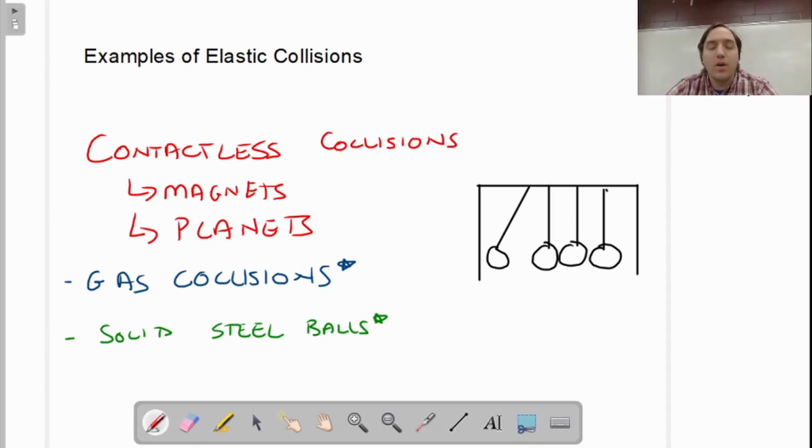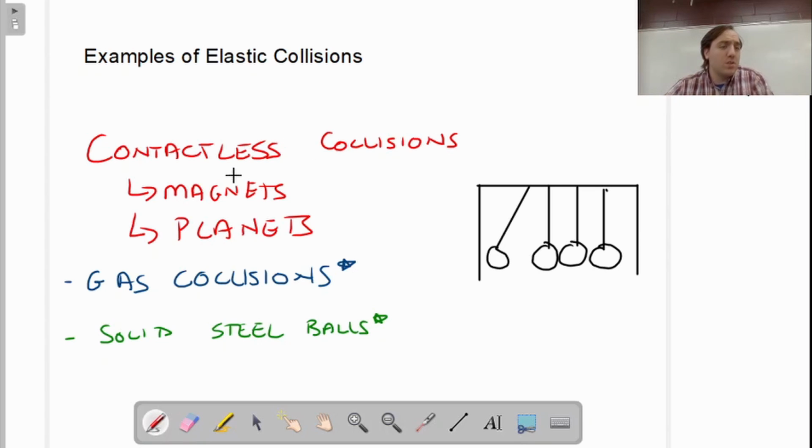Some examples of elastic collisions: contactless collisions. Anytime magnets are involved, let's say the carts, or planets and objects orbiting them, kind of giving a slingshot effect. The collision between steel balls, such as in a Newton's cradle over here, aren't truly elastic collisions, hence the little asterisks here, but they're close enough that we can treat them as such. A Newton's cradle, for instance, once you start it going, it'll continue for a very long while, but there is still some small amount of energy dissipated each time. You hear it as the clacking.